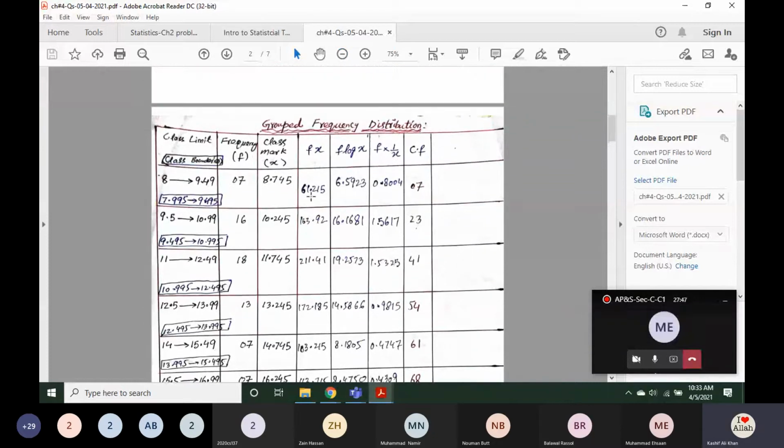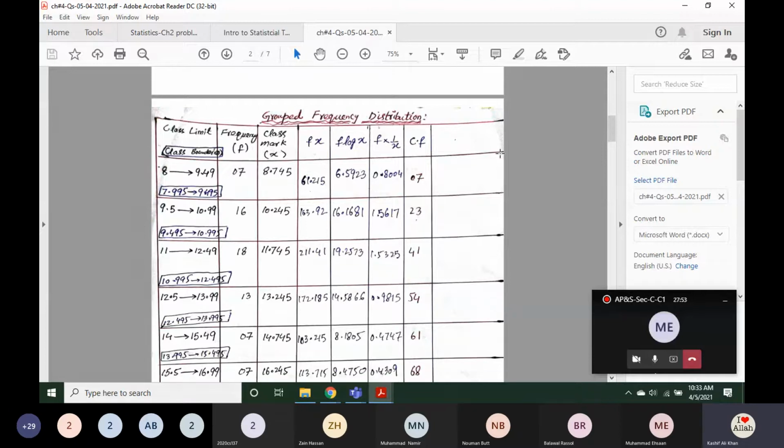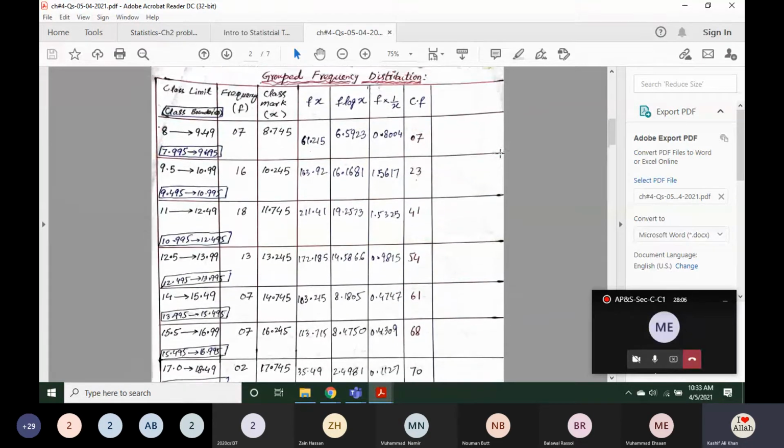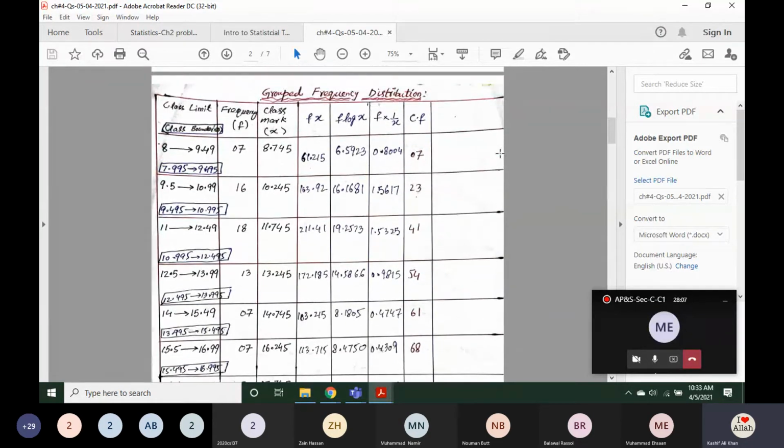To find the arithmetic mean, geometric mean, harmonic mean, we need the grouped frequency distribution. And we have already worked on their graphical charts like histogram, frequency polygon, frequency curve, and ogive. So this is the grouped frequency distribution.